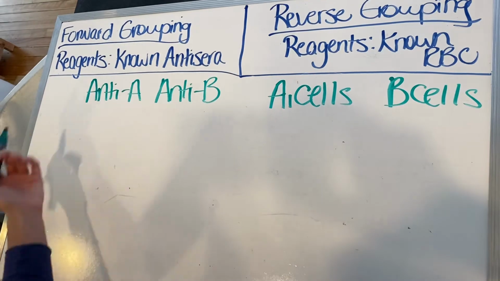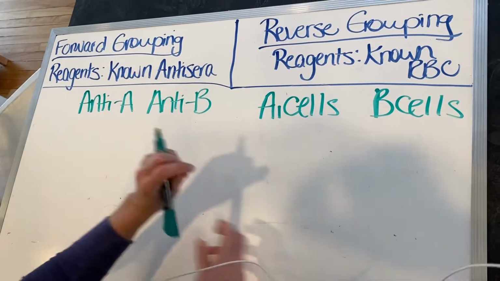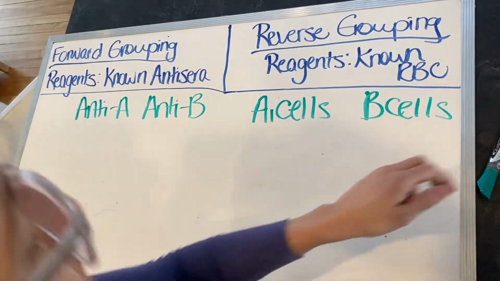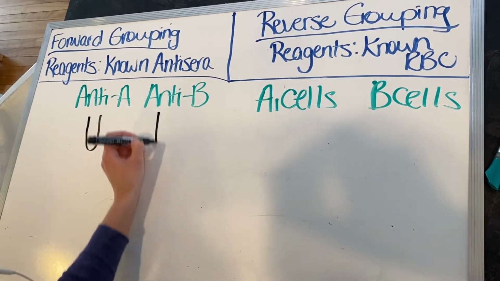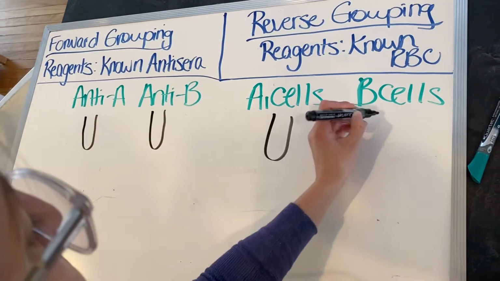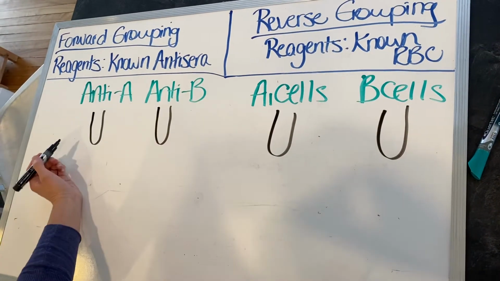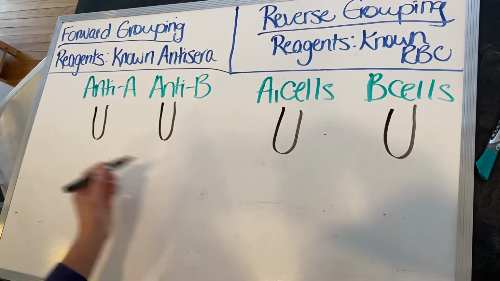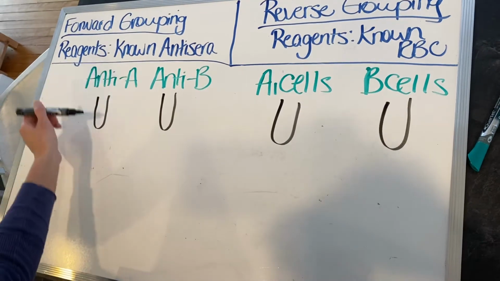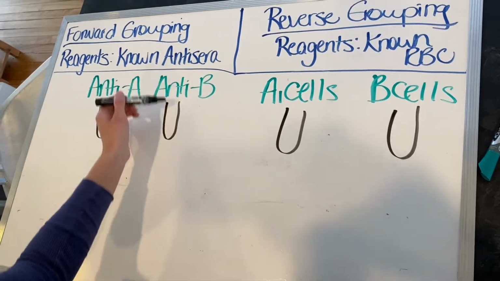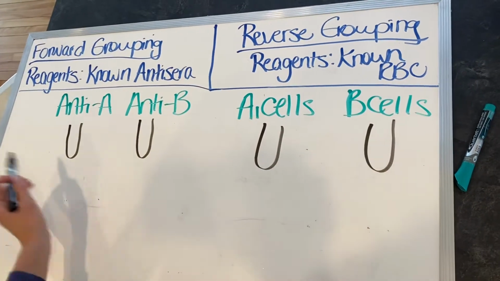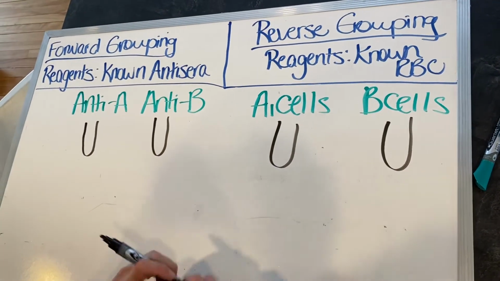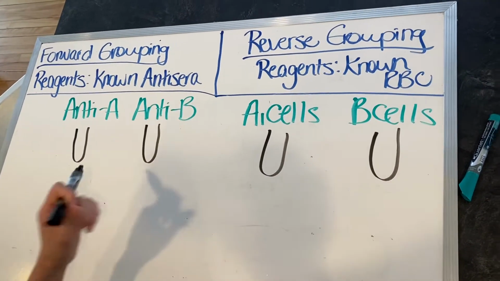So you're going to have a tube set up. I'll use a different color. You're going to set up a tube for this one, here, here, and here. So you have to have 4 different tubes. You have to put the anti-A in the first tube, anti-B in this one, A1 cells in this one, and B cells in this one. You can't put them all into one tube. Each test has to be done separately.